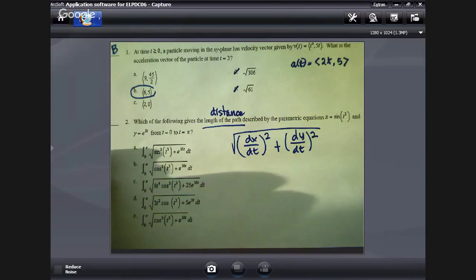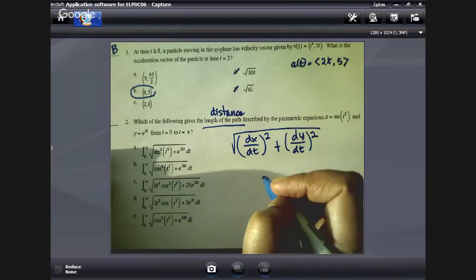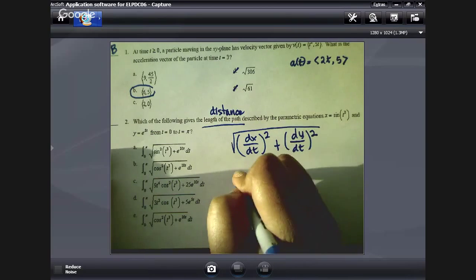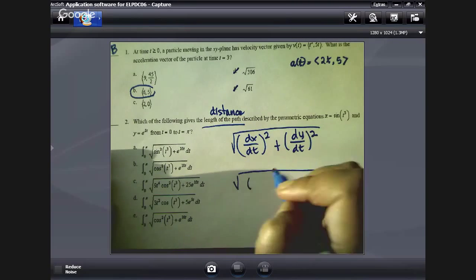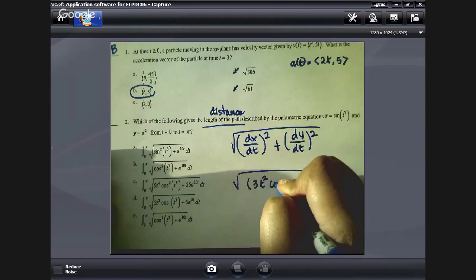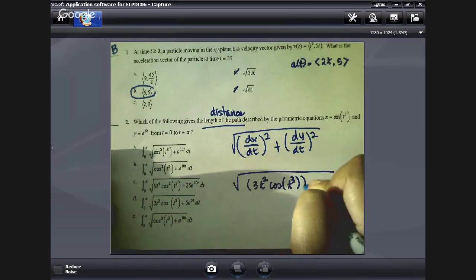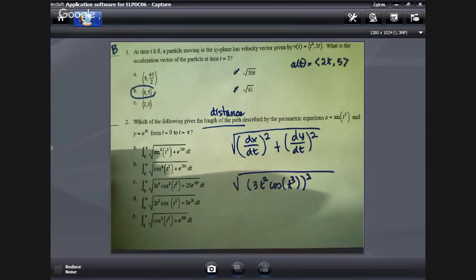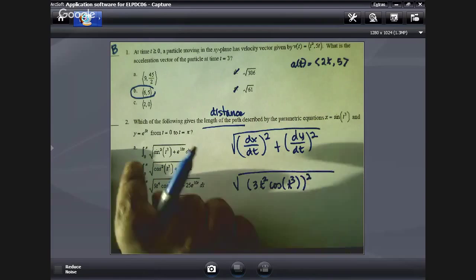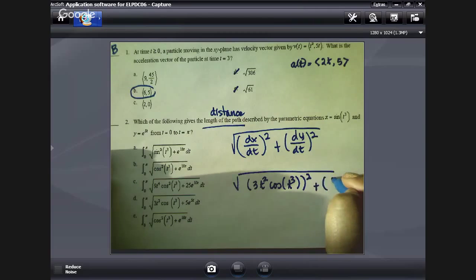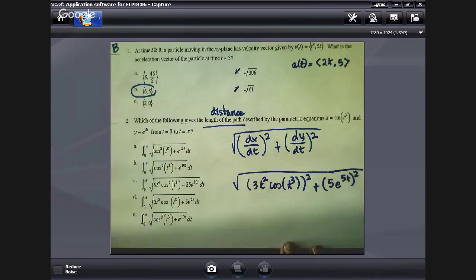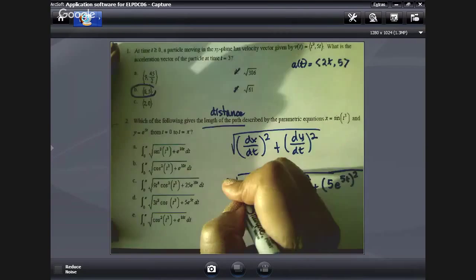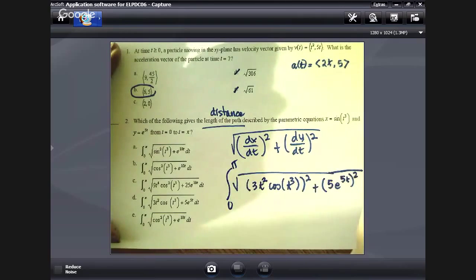from 0 to pi. So I look and I go, okay, wait. So this would be, let's see, if this is x, then dx dt would be 3t squared cosine t cubed using the chain rule, right? Think about that for a moment. I'm doing it in my head one more time to make sure I wrote this down right. Yeah. And the derivative of e to the 5t would be 5e to the 5t. And I'm squaring that. So to find the length of the path, I'm going to go from 0 to pi dt of this.